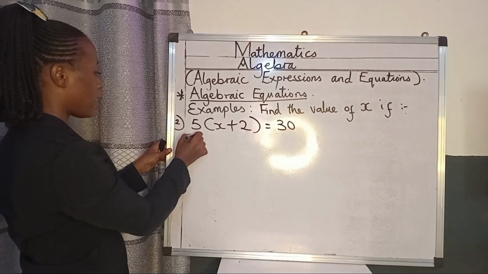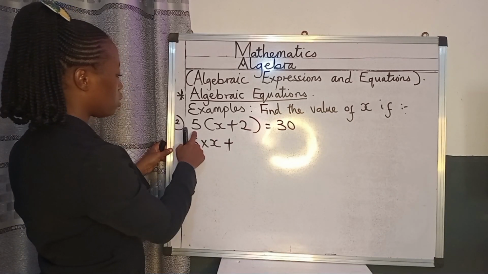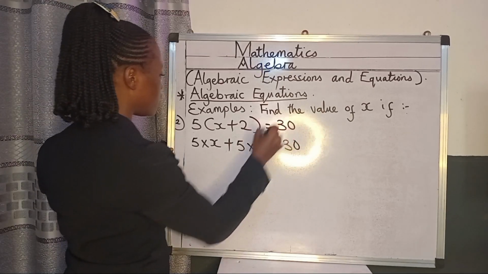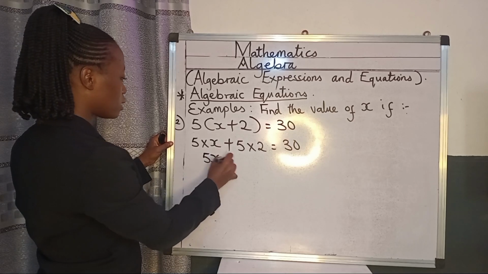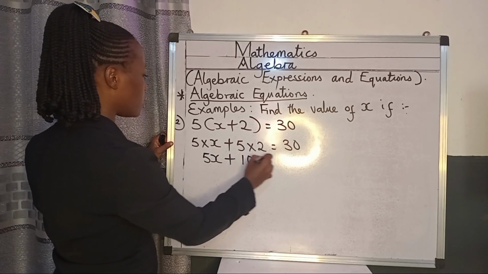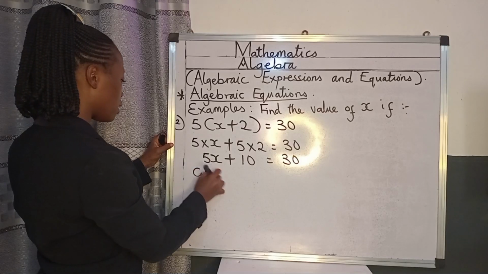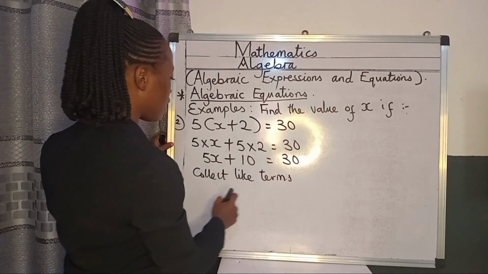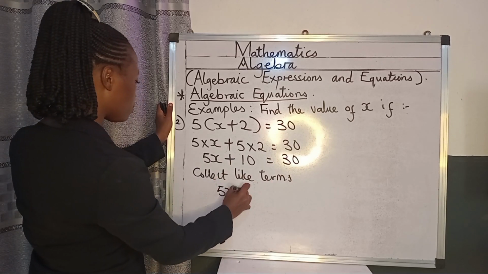So you're using what you have outside the bracket to multiply each of the items within the bracket. So now we're going to have 5 times x, you add your sign, then the same 5 times 2 equal to 30. Alright? 5 times x will give us 5x. 5 times 2 will give you 10, equal to 30. Now the next thing to do is to collect like terms, okay? Now let's collect like terms. 10 and 30 are like terms, so 5x will stand alone.